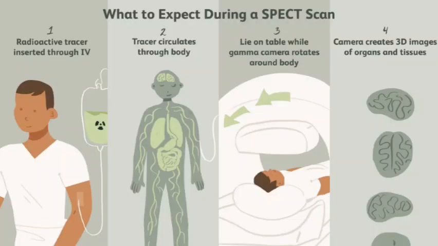What to expect during a SPECT scan? First, a radioactive tracer is inserted through an IV. Second, the tracer circulates through the body. Third, you lie on a table while the gamma camera rotates around your body. Lastly, the camera creates 3D images of organs and tissues.